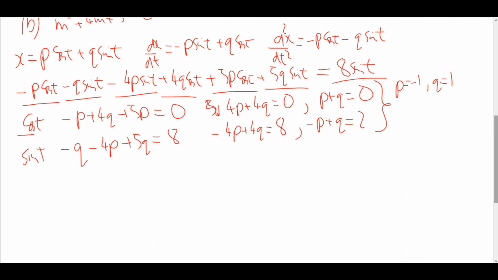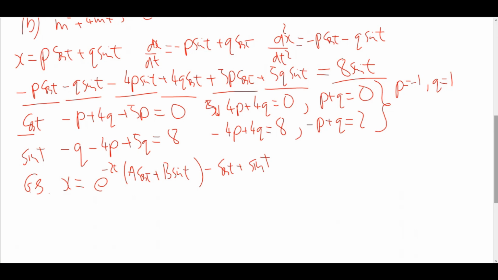So therefore, the general solution is going to be x is the complementary function, which is e to the minus 2t into a cos t plus b sine t, plus the particular integral, which is minus 1 times cos t plus q sine t, which is just sine t.